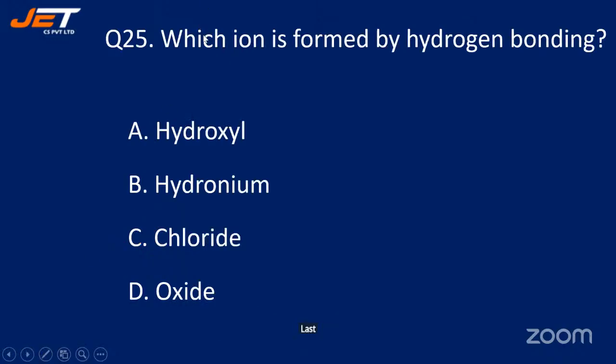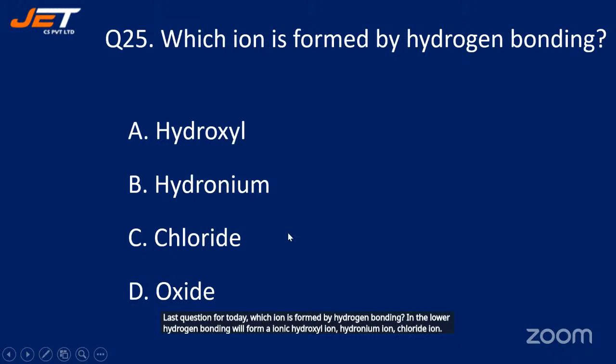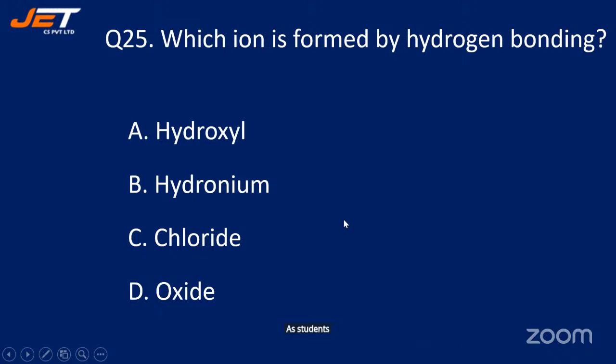Last question for today. Which ion is formed by hydrogen bonding? Which ion here is formed by hydrogen bonding? Hydroxyl ion, hydronium ion, chloride ion, oxide ion? Yes, students, give the right answer for today. Rahul has mentioned it as option C. Navtej has mentioned option C. Pranita, option 4. Ashwita, option 1.